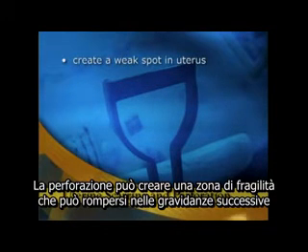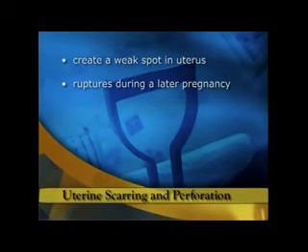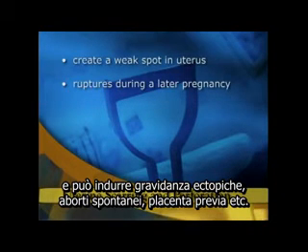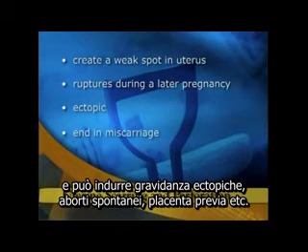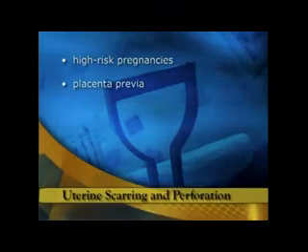A uterine perforation can also create a weak spot in the uterus, which ruptures during a future pregnancy. Like uterine scarring, a uterine perforation increases the risk that the patient's subsequent pregnancies will be ectopic, end in miscarriage, or be complicated by high-risk conditions such as placenta previa.